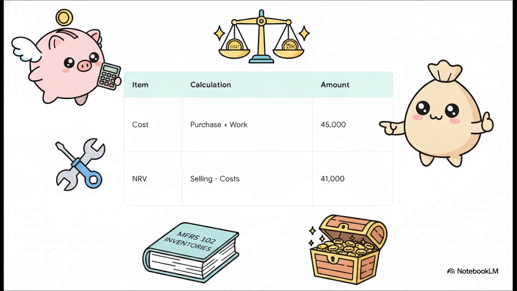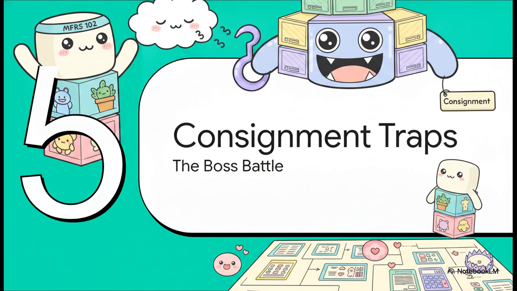Now apply the golden rule. Lower of cost, which is 45K, or NRV, which is 41K. The answer? You advise management to disclose the value at 41,000. See? Beautifully done. Okay, part 5, the boss battle, consignment traps.